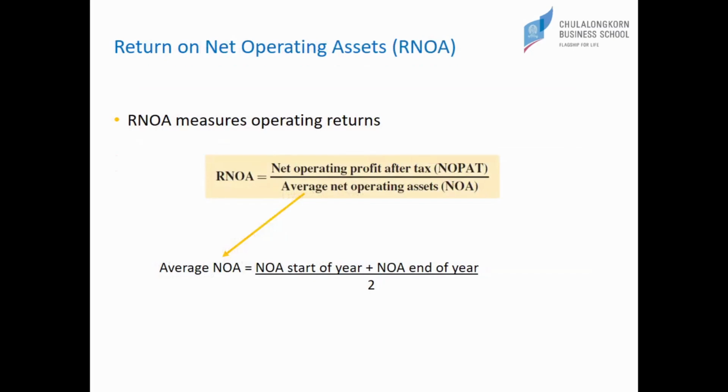And this return on net operating asset, RNOA, measures the operating return. Okay. So we already saw this net operating profit after tax divided by NOA. This is how we can measure.